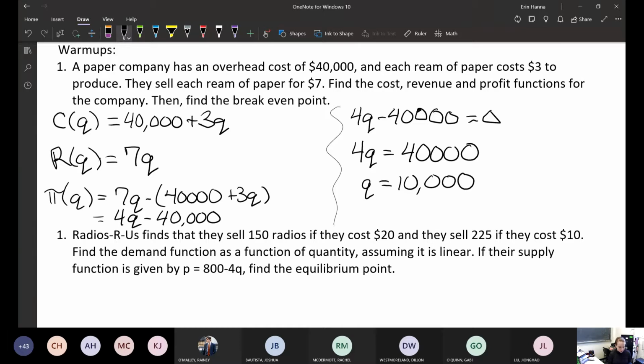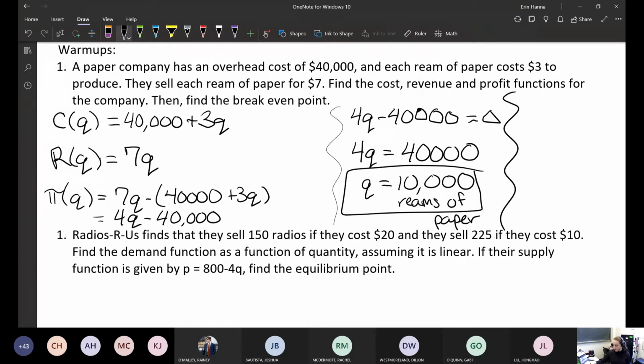Now remember, the break-even point is made up of 2 things, the break-even quantity and the break-even price. So this is the break-even quantity. What are we talking about, reams of paper? So they have to sell 10,000 reams of paper, and then the price that would be associated with that.